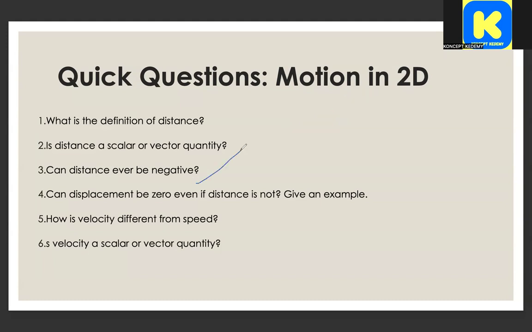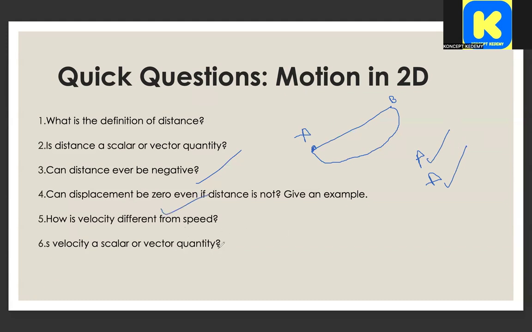Can displacement be zero even if distance is not? Yes, obviously displacement can be zero. Suppose you started your journey from point A and go to point B, then after returning you reach point A only. So your initial point is A and the final point is also A. Displacement is the shortest distance between the initial point and the final point. What is the shortest distance between A and A? There is no distance because it is the same point. So in that case, the displacement will be zero.